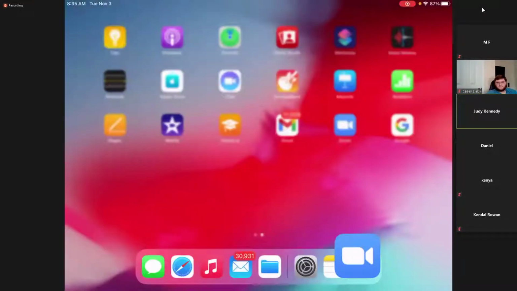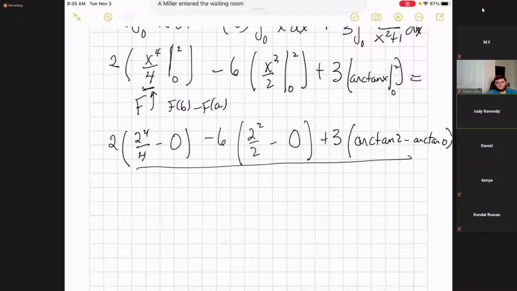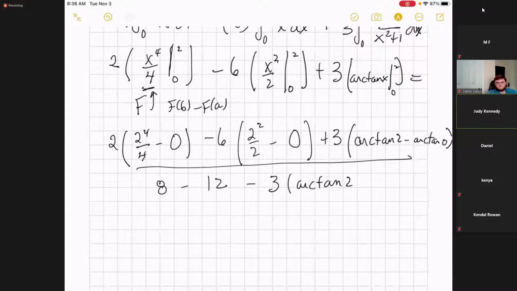All right, so let's see. 4 times 2 is 8. So that's going to be minus 12. And then we have, okay, arctan of 2. Well, that doesn't correspond to a special, well, let's see, wait a minute, maybe it does. Arctan of 0, 0. Arctan of 2.